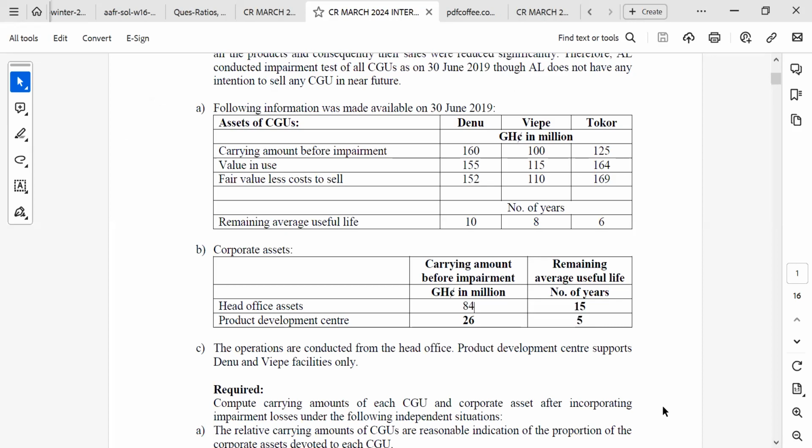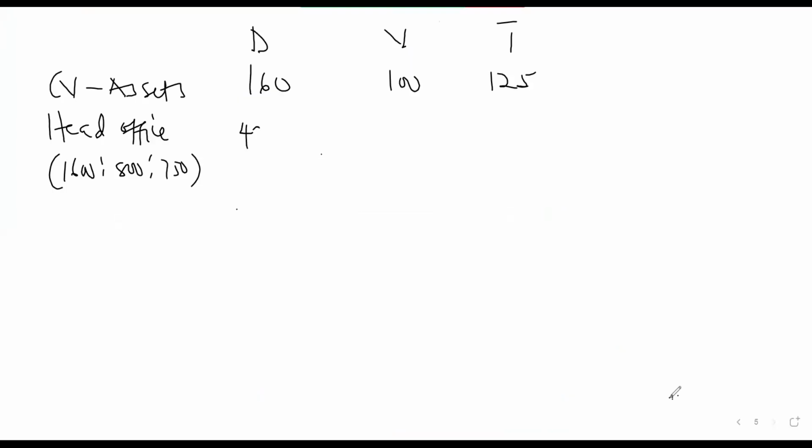562.67. Okay, so let's make it to 2 decimal places. So we have 42.67. Okay. The second one will be what? Let's see. 21.33. Okay. 21.33.